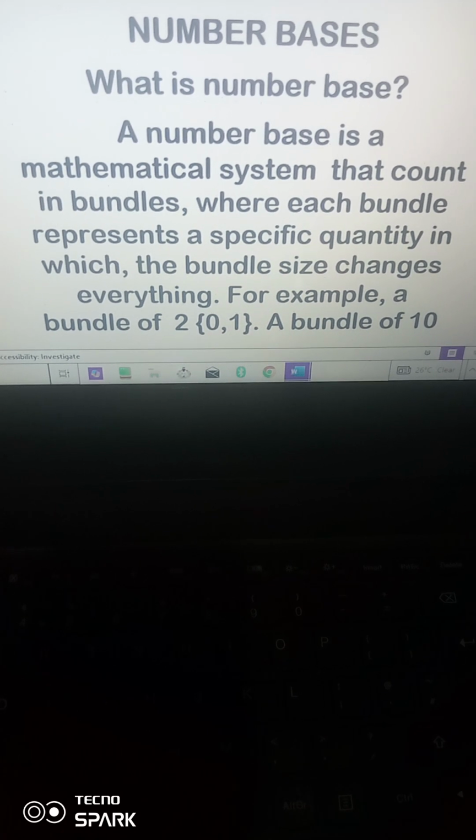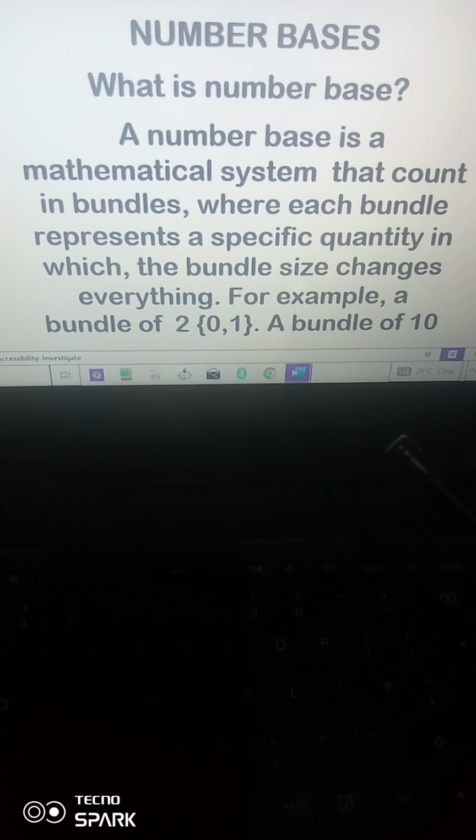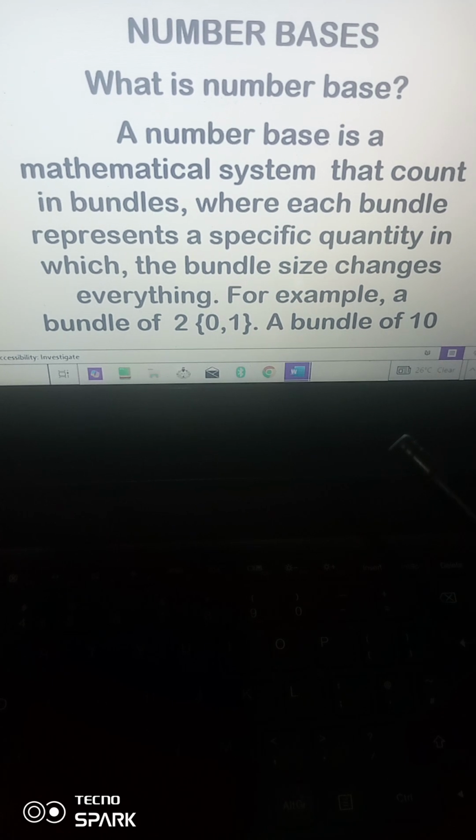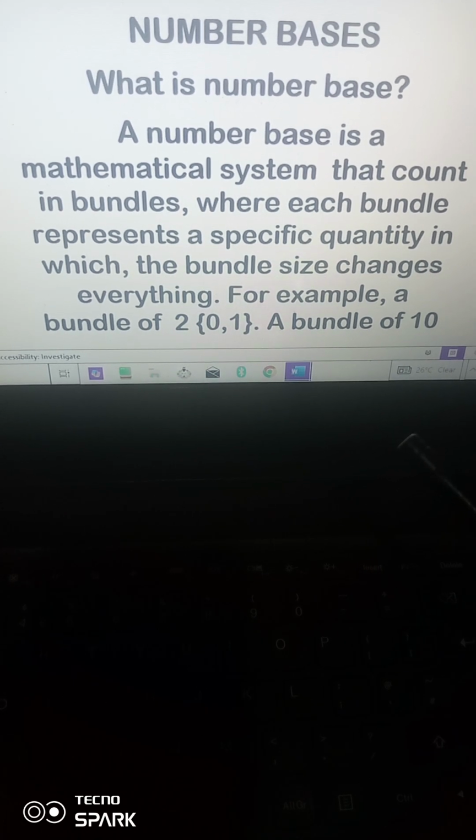Welcome to SkyGrade tutorial. In this tutorial, you will learn addition and subtraction of numbers in different bases. Without wasting time, let's dive in.